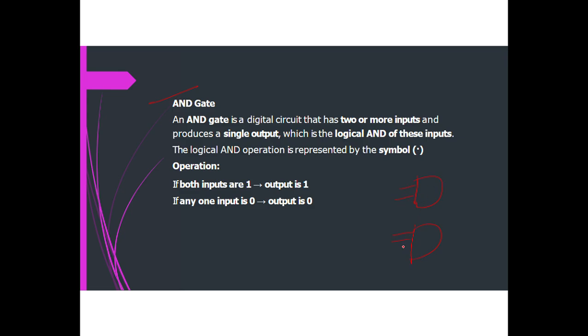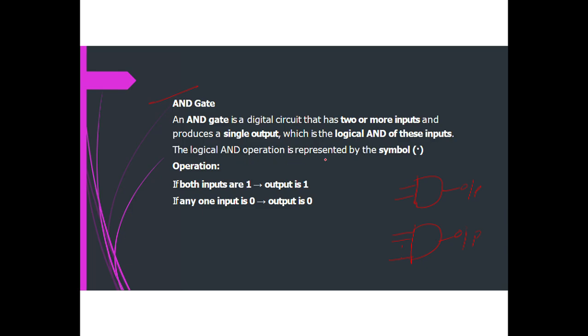Not only two: it is two or more inputs, and it produces a single output. So the output will be only one. If it is two inputs, three inputs, four inputs or more, the output will be only 1. The symbol seems to be like this, which is the logic AND of these inputs.